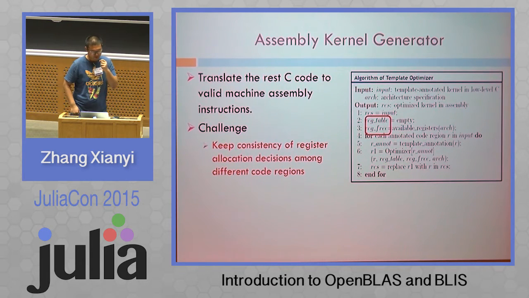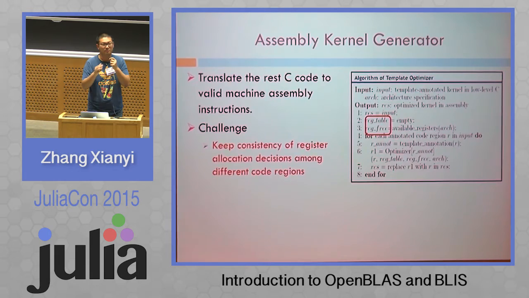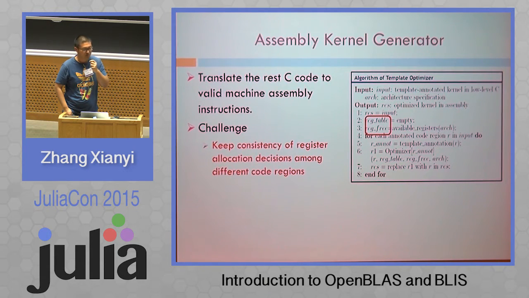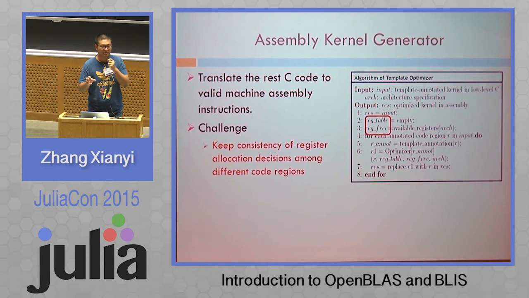The only challenge is that we must keep consistency of the register allocation decisions among the different code generation. For example, in template one, we allocate register one for this variable, but in template two, we allocate register one for variable two. This is inconsistent. So between the templates, we must load and store the registers. This is very harmful for the performance. So we introduce a register table to store the allocation decisions between the templates and to make consistent decisions.